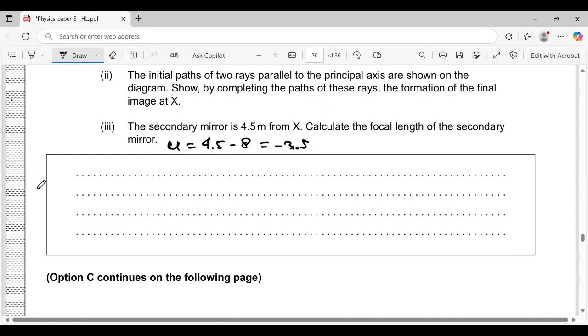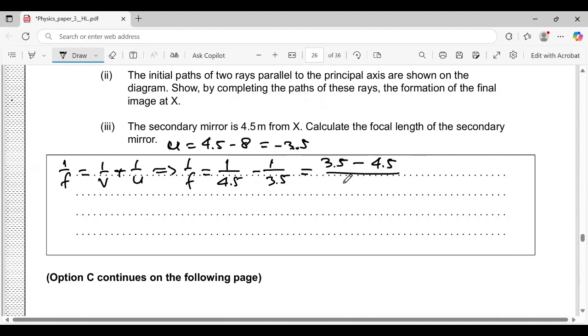Okay, so we're going to use the mirror equation: 1 over F equals 1 over V plus 1 over U. 1 over F equals 1 over 4.5 minus, because it's minus, 1 over 3.5. So it's equal to (3.5 minus 4.5) over 15.75. So it is minus 1 over 15.75.